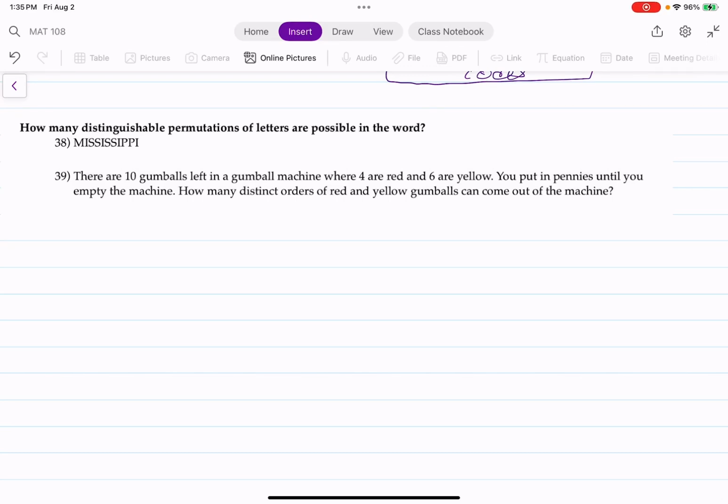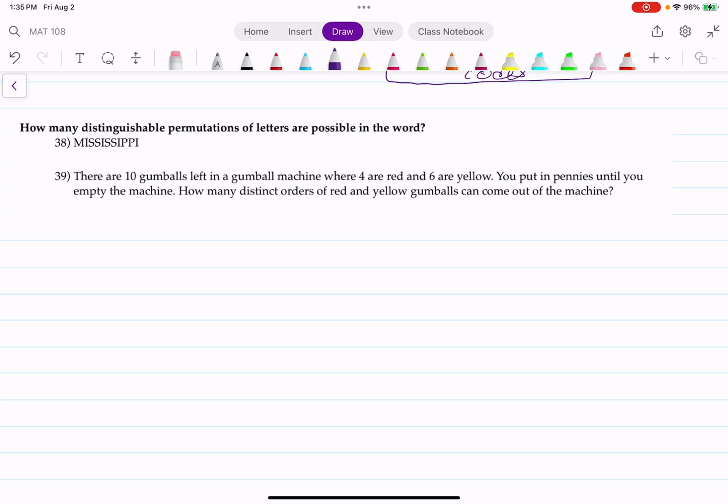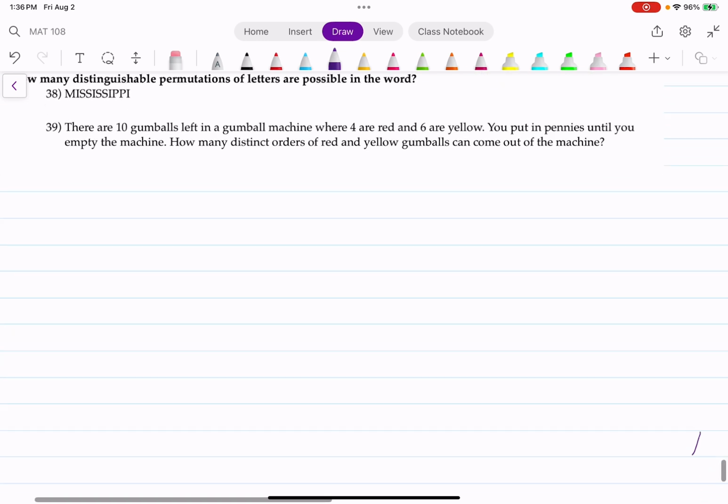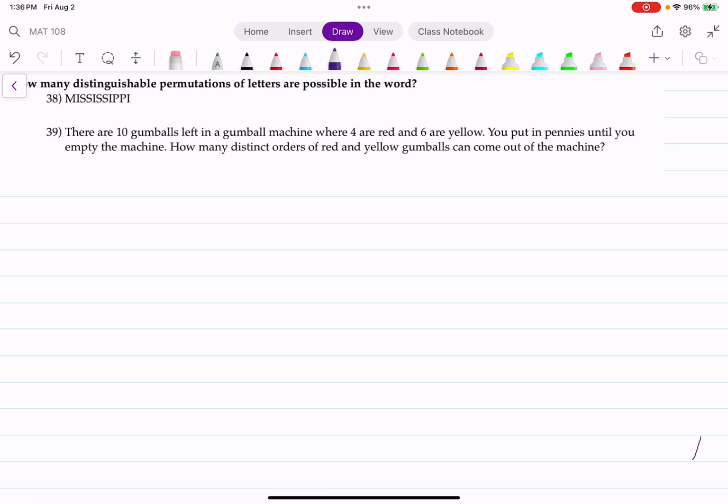All right. So we're into number 38 and 39. And it says, how many distinguishable permutations of letters are possible in the word Mississippi? I first want to go over what does distinguishable permutation actually represent? So let's write it down here in our notes.